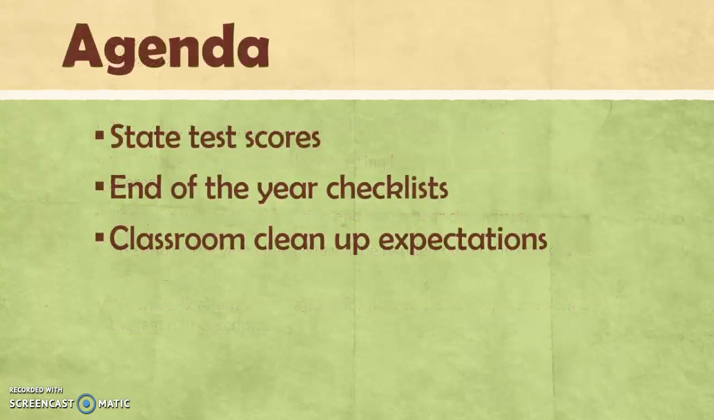Now this one is a good example. The agenda is an easy font, it's bold, it's big, anyone in the room will be able to see it, and the bullet points on this one are short, they're to the point, just a very quick run over. You obviously don't need full sentences just to run through a few quick things. So state test scores, end of the year checklist, classroom cleanup expectations, instead of having 5 bullets with 10 plus words in each sentence. This is much quicker.